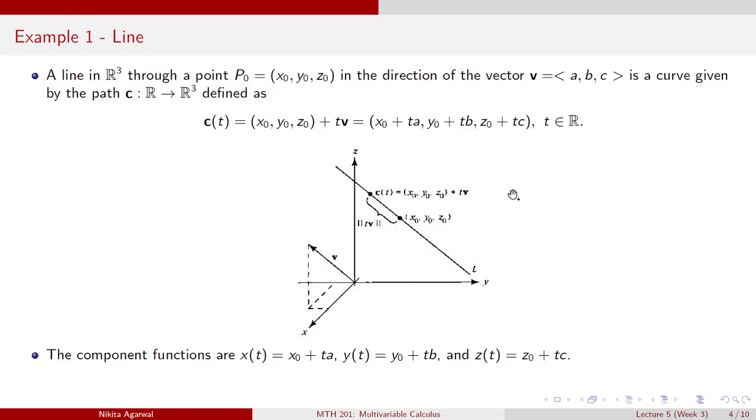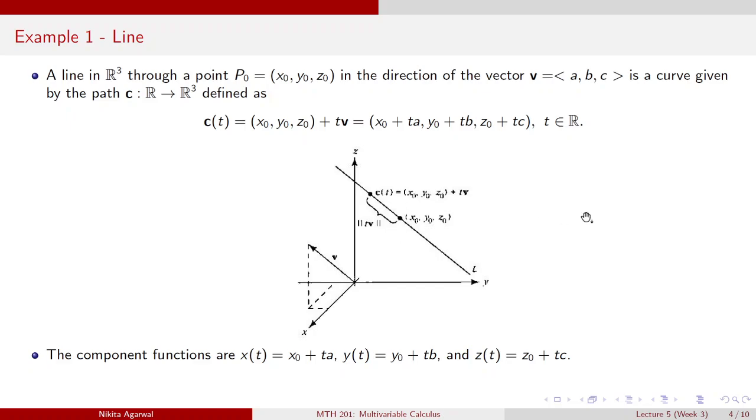What are its components? Components are x(t) equal to x0 plus ta, y(t) equal to y0 plus tb, and z(t) equal to z0 plus tc. One simple observation from this picture is that when t is positive, you are on this side of the line, because v is in this direction. Whereas if t is negative, you are on this side of the line. And when t is 0, you are at the point x0, y0, z0.